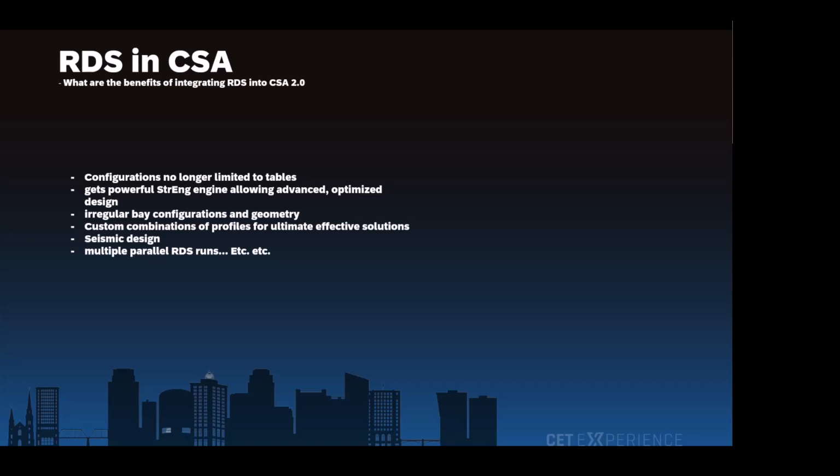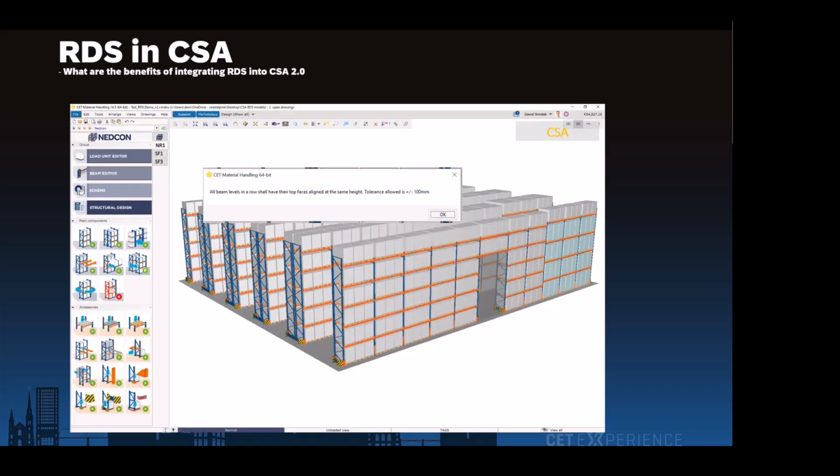We have seismic designs inside, and we can run multiple RDS calculations in the background, and that makes it very, very easy for us. And if you take a look inside CSA, you see it here on the left side. The first bay with the tunnel was not a problem to calculate with a table. But on the right side, you see that the beams are irregular compared to the rest of the rack, and I got an error message.